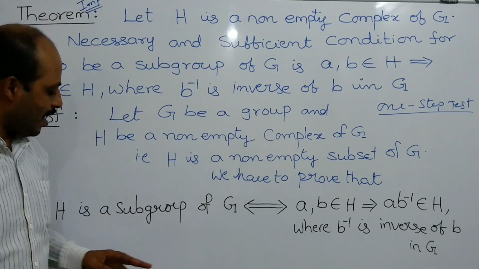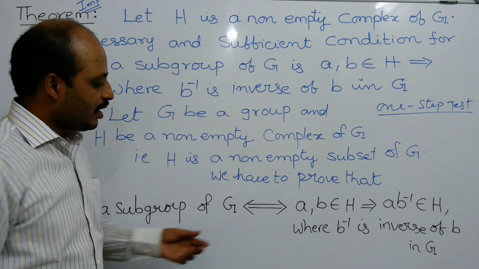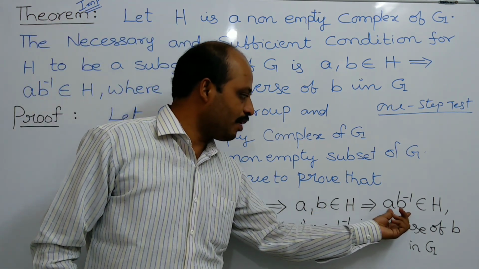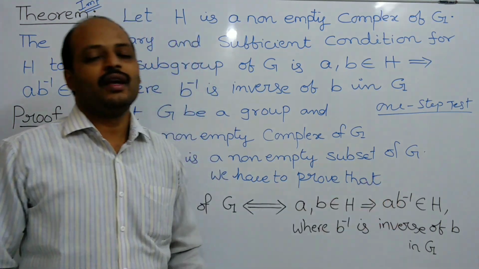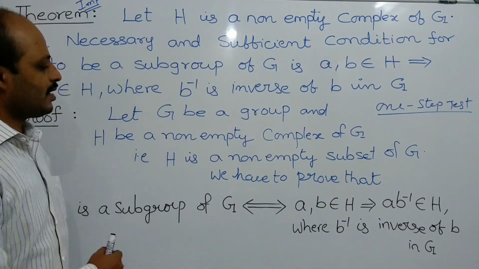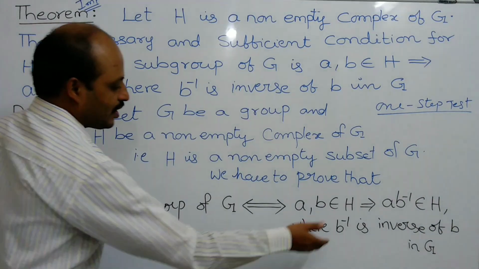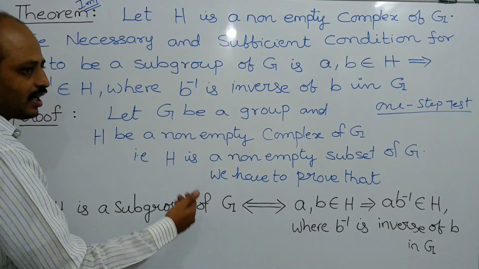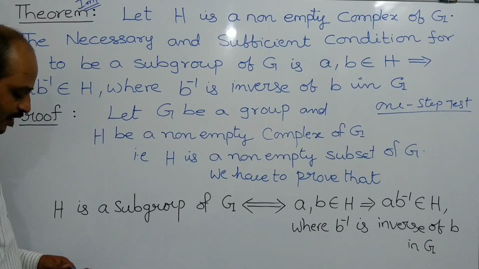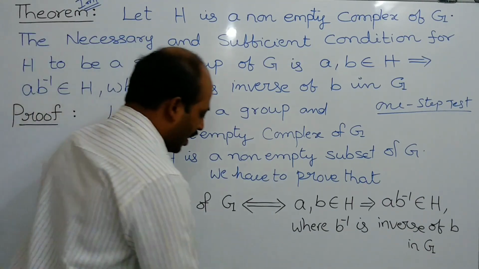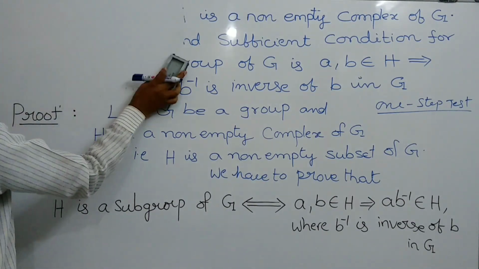Our aim is to show that H is a subgroup of G if and only if a, b belongs to H implies ab inverse belongs to H, where b inverse is the inverse of b in G. First we take H is a subgroup of G and prove this condition. In the converse part, we assume this condition and prove that H is a subgroup of G. The first part is very simple and easy. Let us prove the first part first.